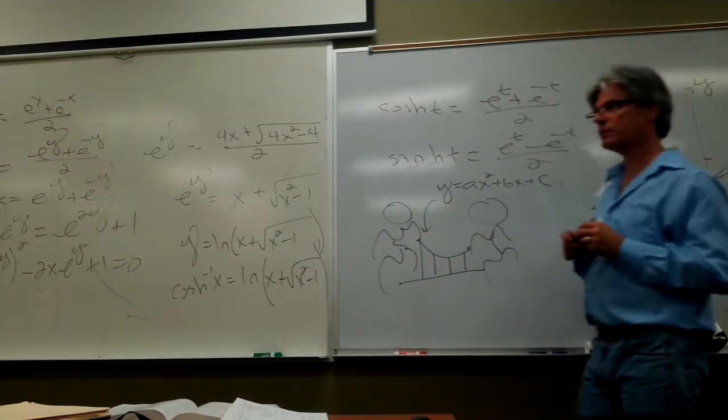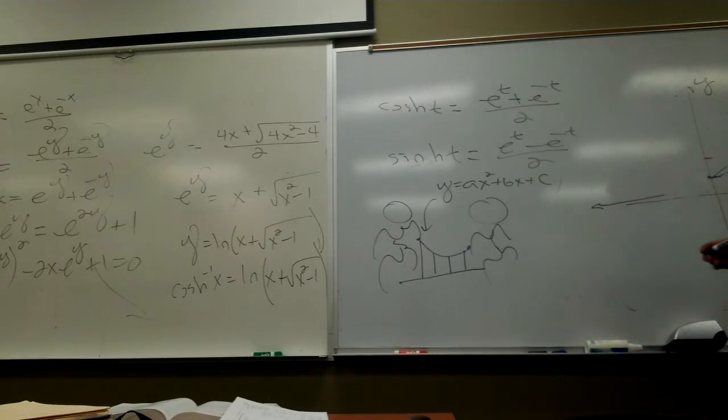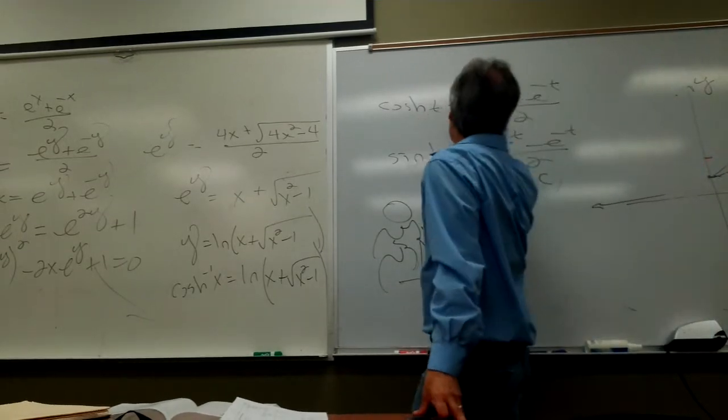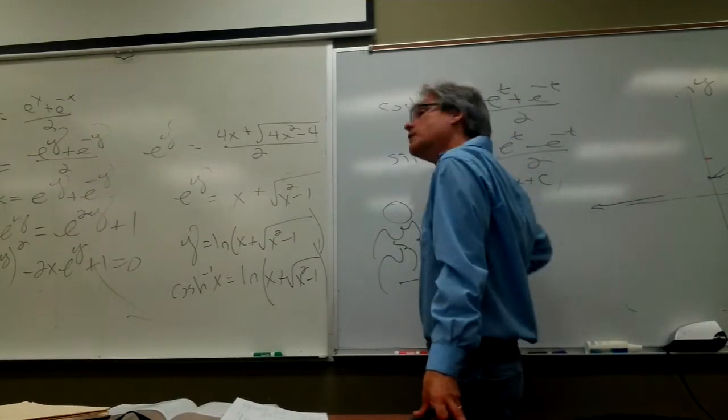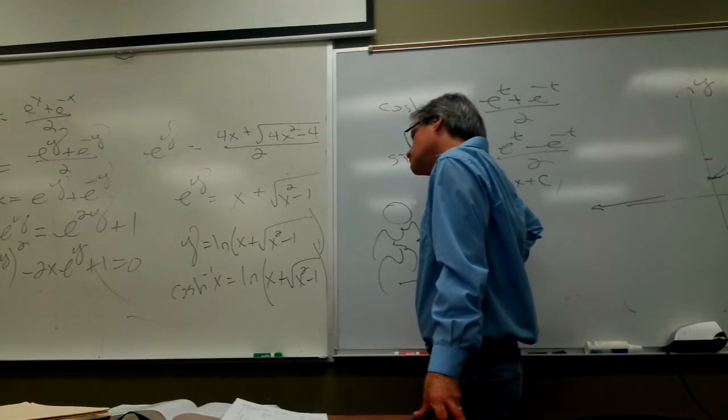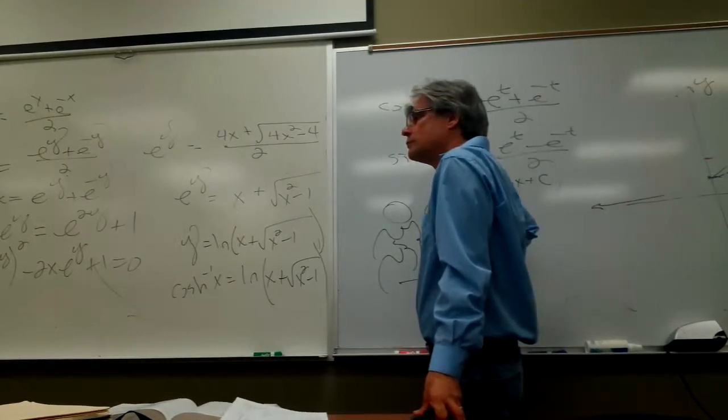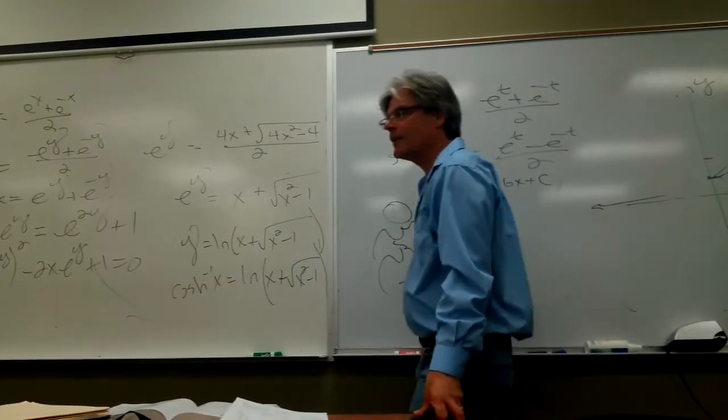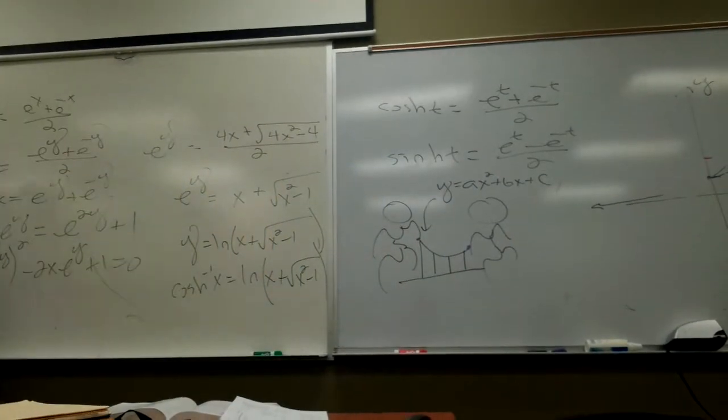Why is it natural? Because of the way I define hyperbolic cosine in terms of the natural exponential function. No, I mean in general, why is it the natural log versus, what's so natural about natural? It's huge, it's huge.